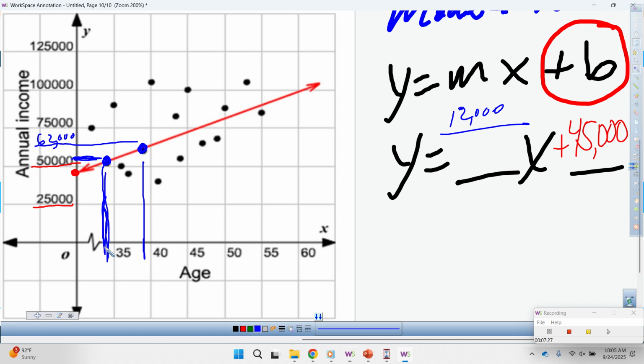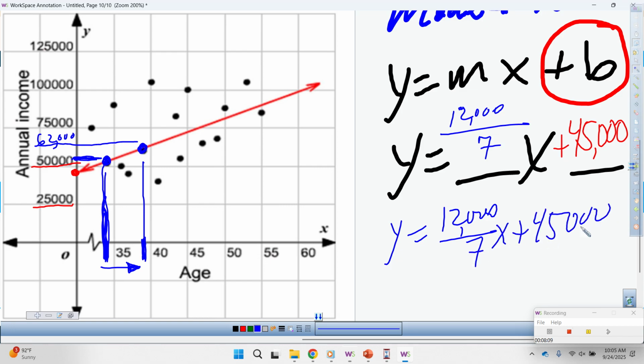Now we're going from here to here. How many steps? Pass to someone, Jake. From 30 to 37, so that's how many steps? 7 steps. There you go. So my equation is y equals 12,000 over 7 x plus 45,000.